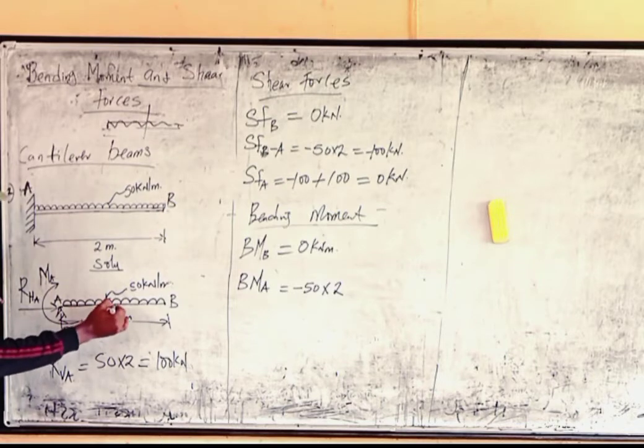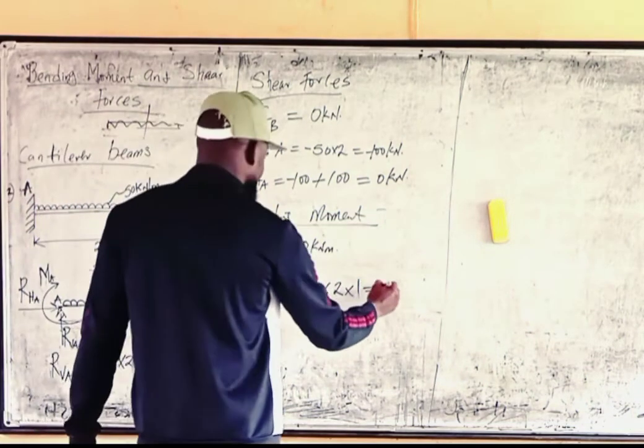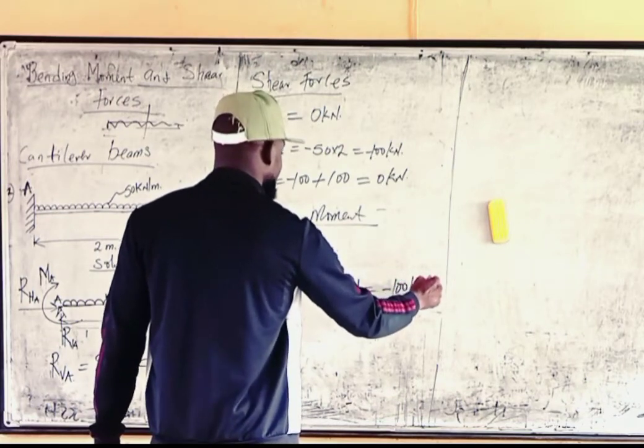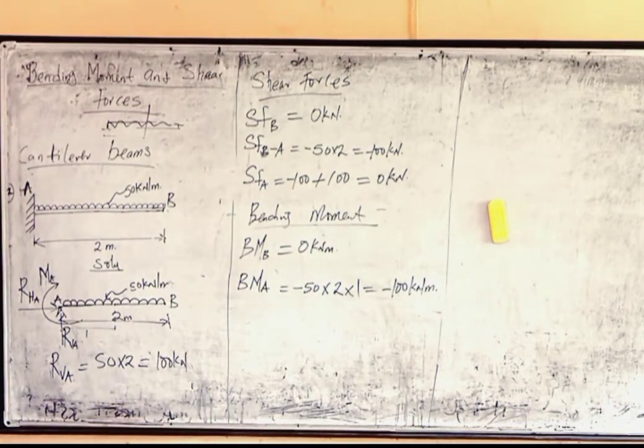So what is the distance between this place and this place now? It will be 1, since half of 2 is 1. So times 1, we will have minus 100 kilonewton meters. So that's what we have at the end as the moment at A. That's what we have here as the moment at A.